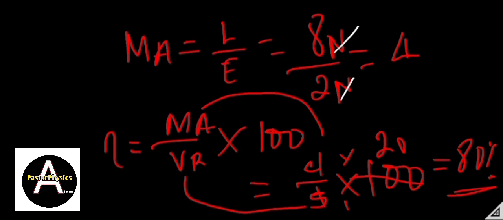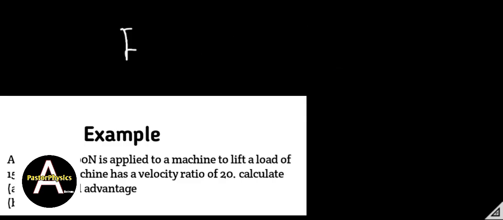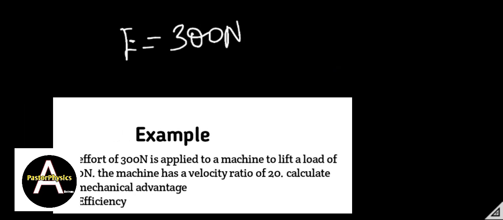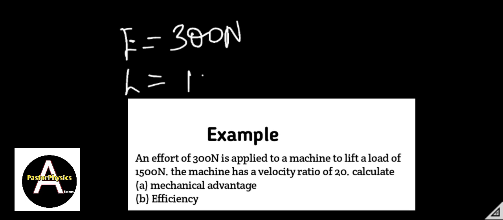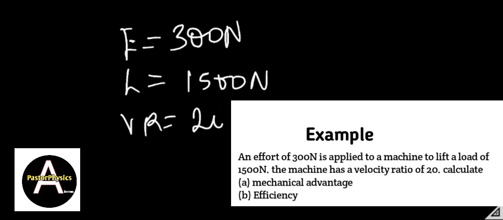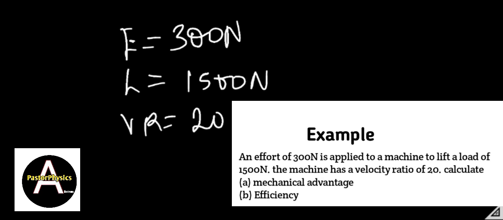Now let us go to our number 2 question. It says an effort of 300 newtons is applied to a machine to lift a load of 1,500. The machine has a velocity ratio of 20. Calculate A, the mechanical advantage, and B, the efficiency of the machine. First of all, you are given effort, so E is equal to 300 newtons. The load is 1,500. The machine has a velocity ratio of 20, so velocity ratio here is 20.